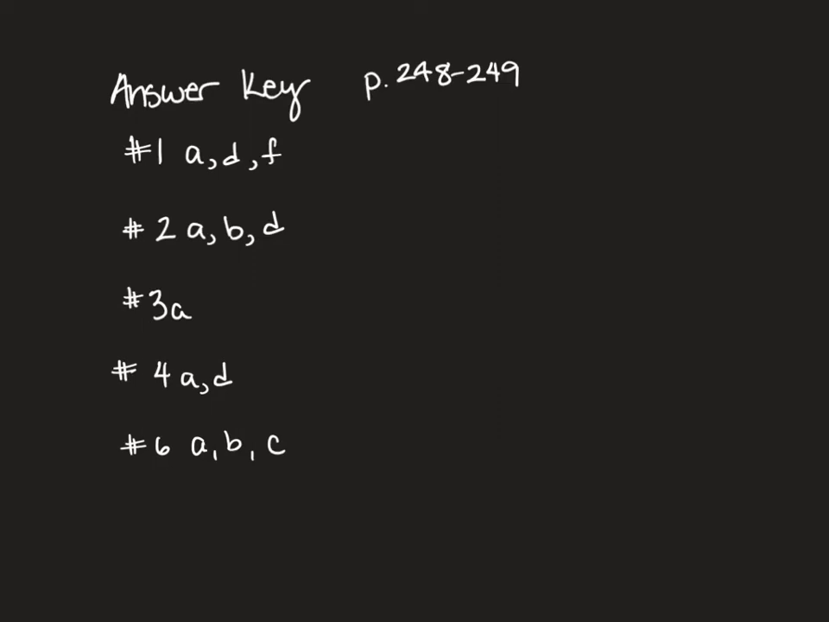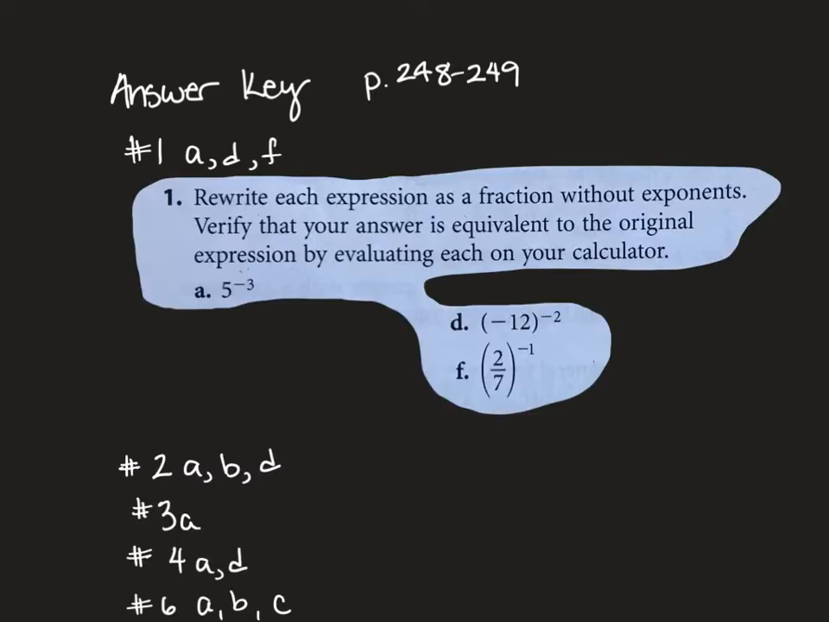Okay, we're going to go through all of these questions. These are your homework questions, and let's get started. Okay, so 1, A, D, and F. We're going to rewrite each expression as a fraction without exponents, and then you can check it by using a calculator, and if you want to, you could even make this calculator Desmos.